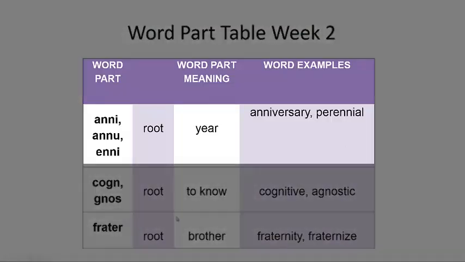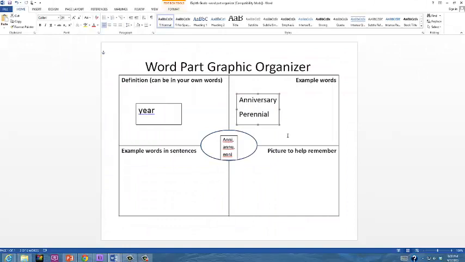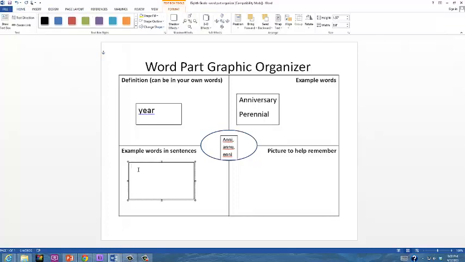Remember, when you look at the word part table, you're looking at the word examples that go with the word part that you are currently doing. So my word examples are anniversary and perennial. Okay, then you need to come up with a sentence that uses the word in it. You must have a sentence for each word. You need to remember to include context clues. Remember, a context clue is something that helps you understand what the word means in the sentence.